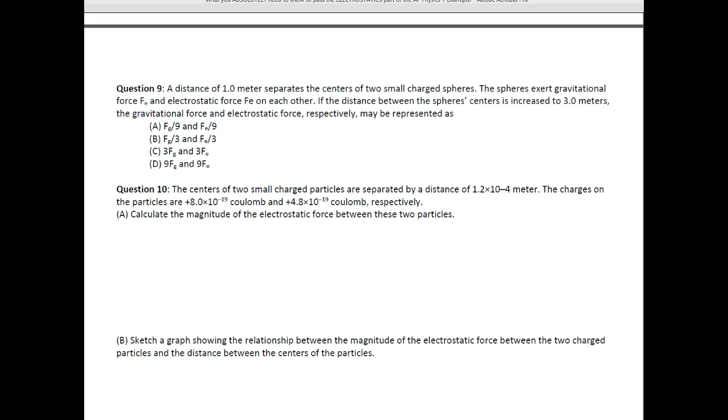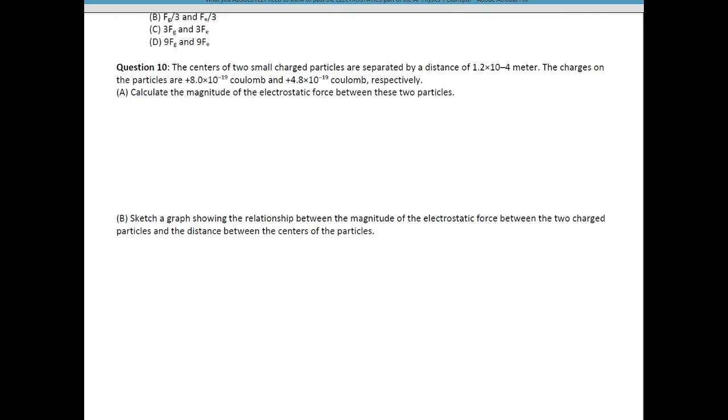Number 10 says the centers of two small charged particles are separated by a distance of 1.2 times 10 to the negative fourth meters. They give us the charges on the particles. Calculate the magnitude of the electrostatic force. So this part's pretty easy. We know it's just Fe is equal to k times Q1 times Q2 all over r squared, or d squared. You can use either one.